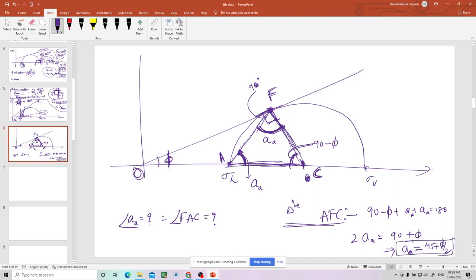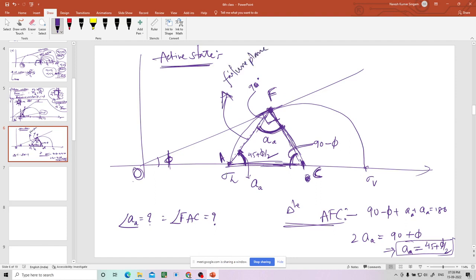Okay, this angle is 45 plus phi by 2. And this is which state? This is the active state. Right or not? So now this plane is the failure plane.